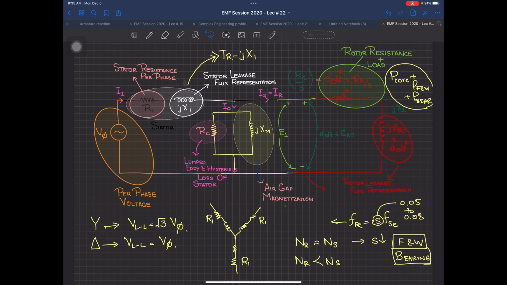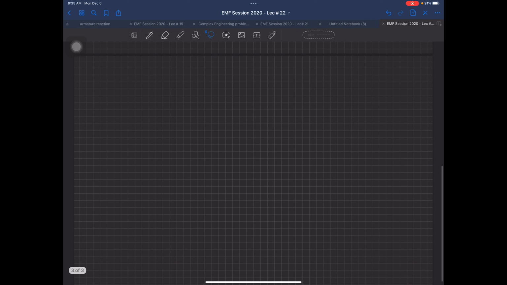Now using this equivalent circuit, I will copy it and take it onto the other diagram, and maybe reduce it a little. So in the next slide, any questions with this?